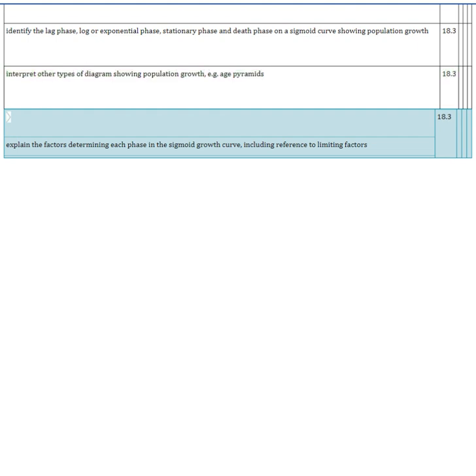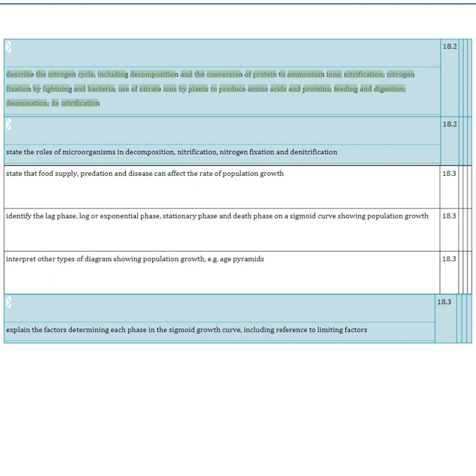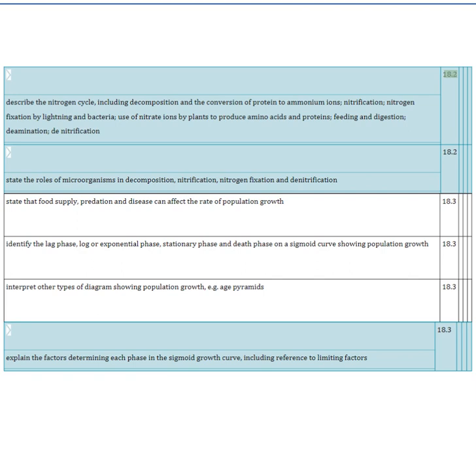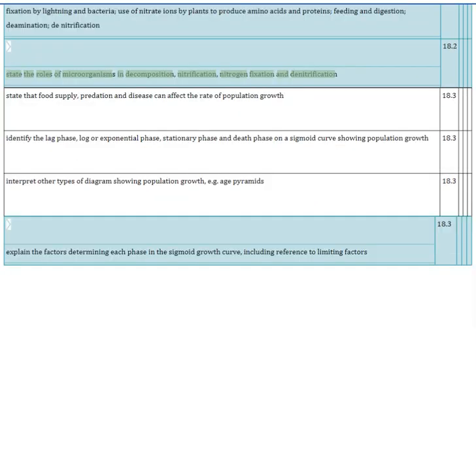18.3. Describe the nitrogen cycle, including decomposition and the conversion of protein to ammonium ions, nitrification, nitrogen fixation by lightning and bacteria, use of nitrate ions by plants to produce amino acids and proteins, feeding and digestion, deamination, denitrification. 18.2. State the roles of microorganisms in decomposition, nitrification, nitrogen fixation, and denitrification.